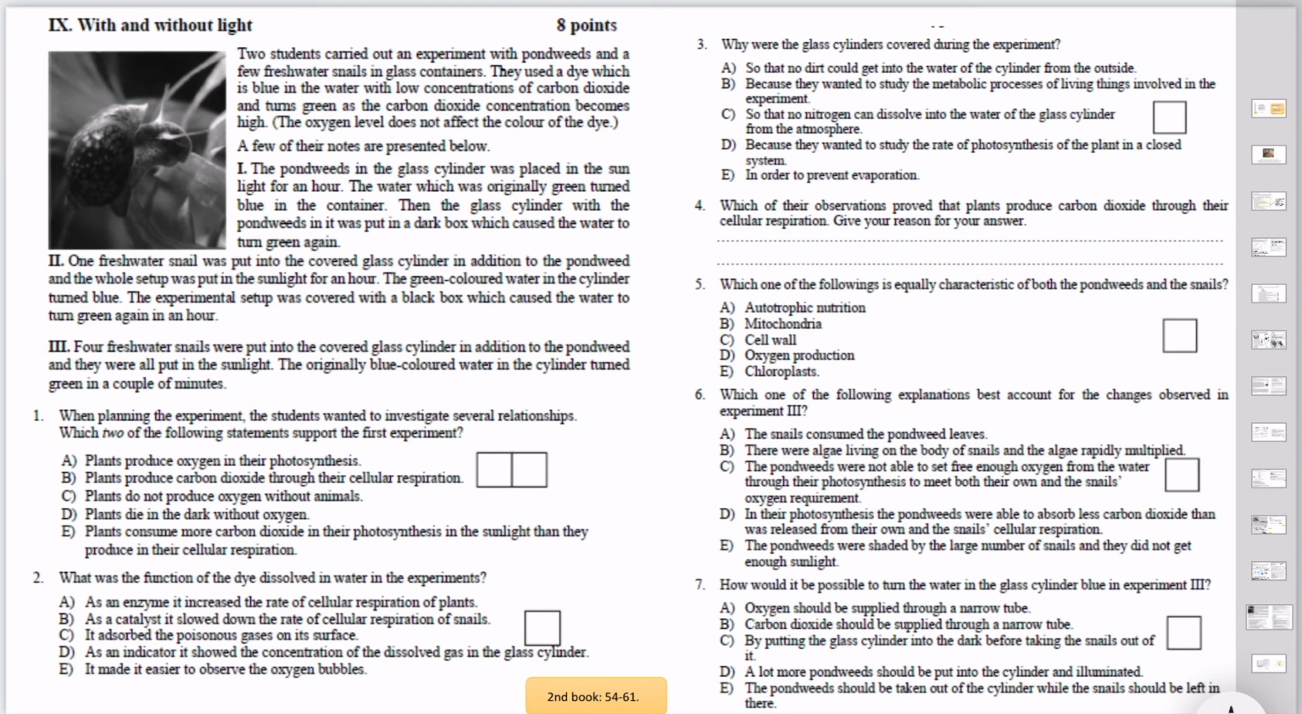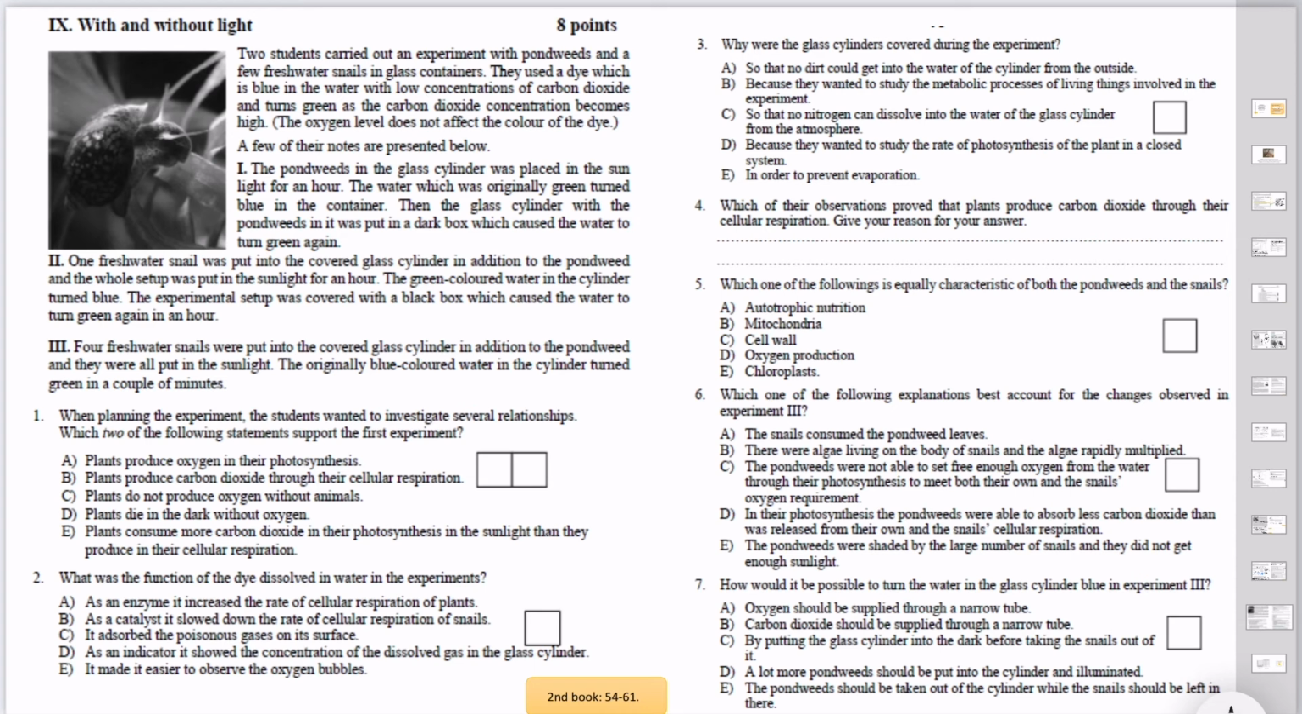The pondweeds in the glass cylinder was placed in the sunlight for an hour. The water, which was originally green, turned blue in the container. Then the glass cylinder with the pondweeds in it was put in a dark box which caused the water to turn green again. One freshwater snail was put into the covered glass cylinder in addition to the pondweed, and the whole setup was put in the sunlight for an hour. The green-colored water in the cylinder turned blue. The experimental setup was covered with a black box which caused the water to turn green again in an hour.